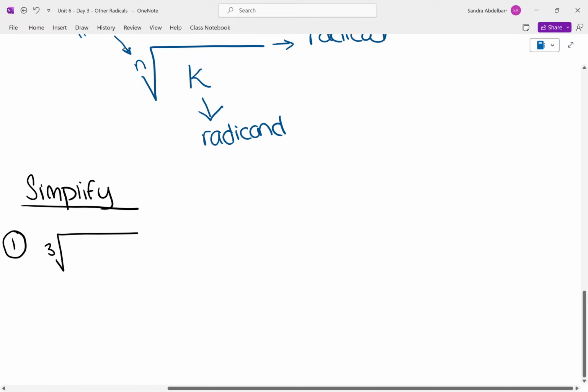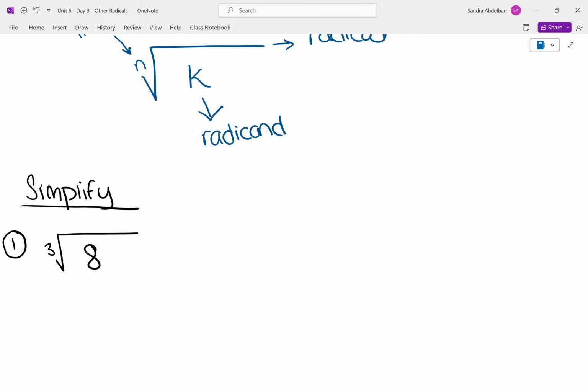Okay, so let's say I change the index to 3. So this reads as the cubed root of 8. This is saying what number times itself 3 times will give us 8.